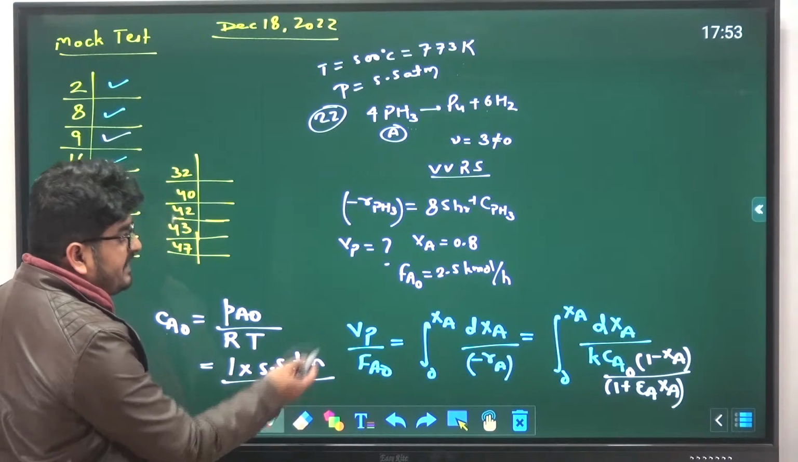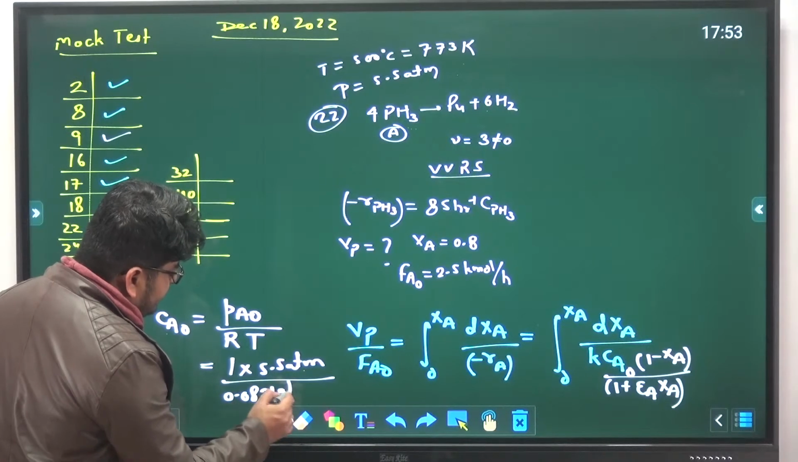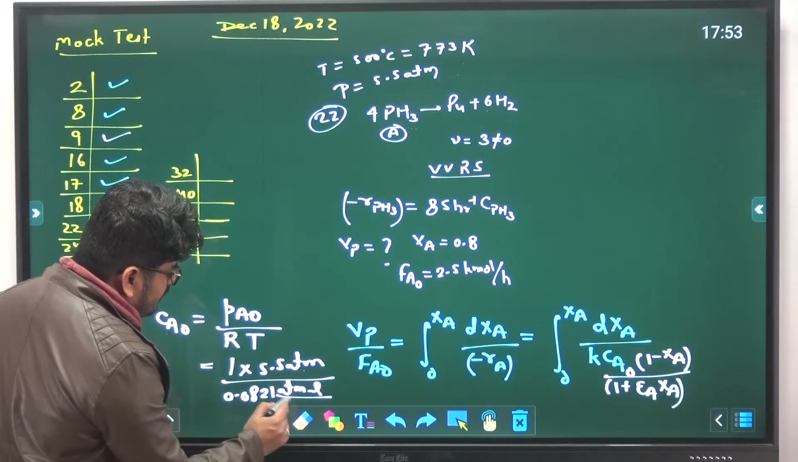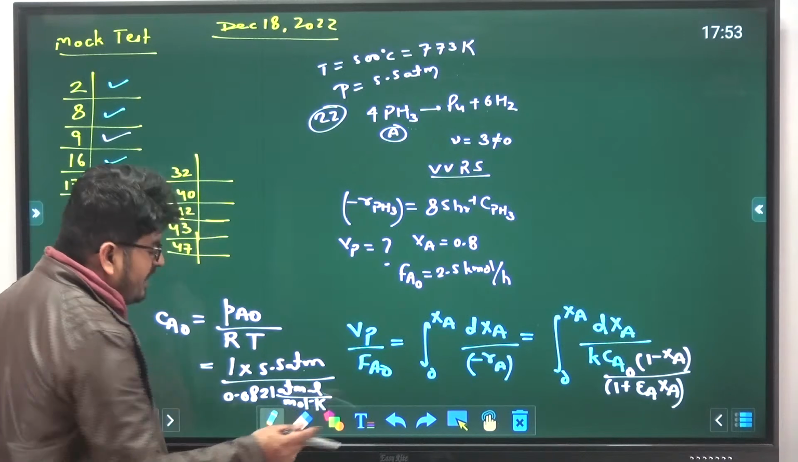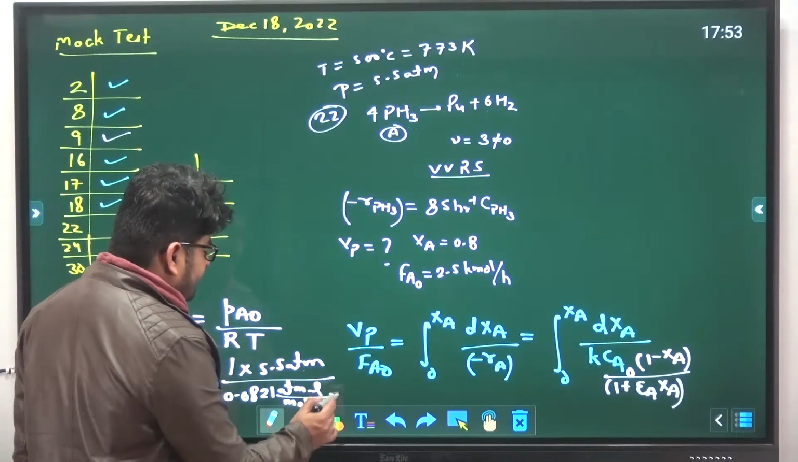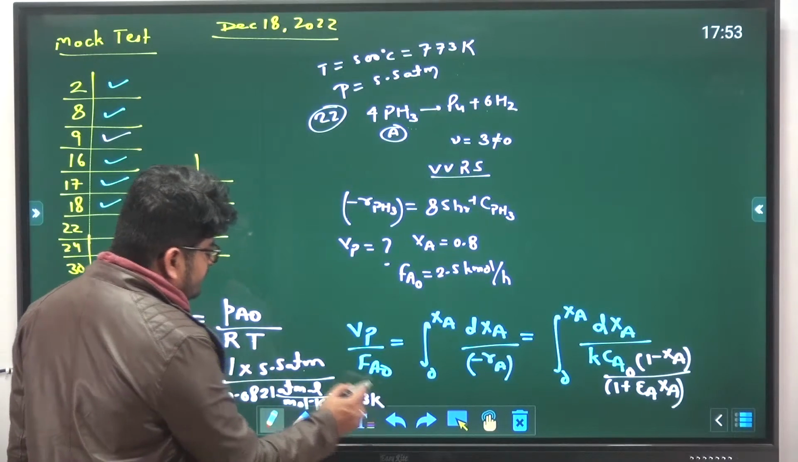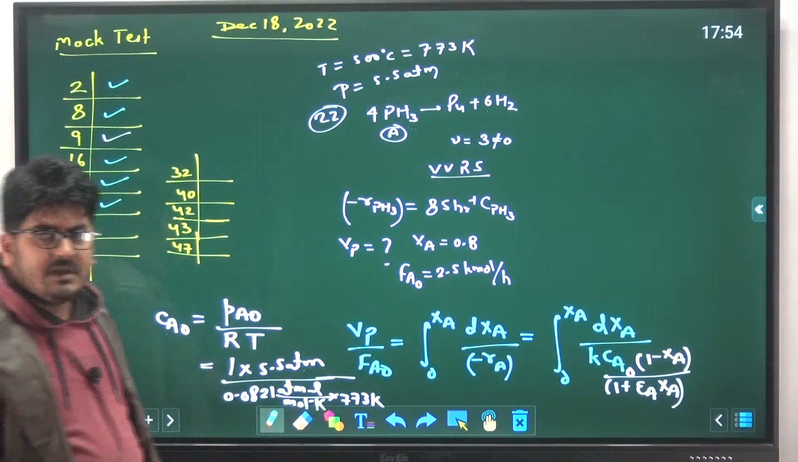R in terms of atm and mole per liter is 0.0821 atm liter per mole per Kelvin. I hope you know how to calculate R in any respective units with the help of STP condition. And temperature is given as 773 Kelvin. So from this you can calculate C_A0 and epsilon_A.